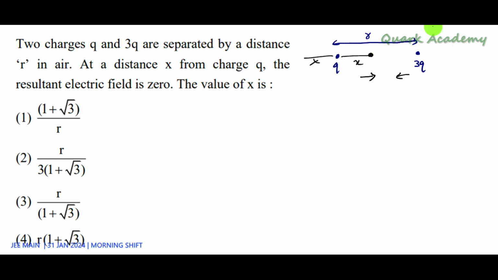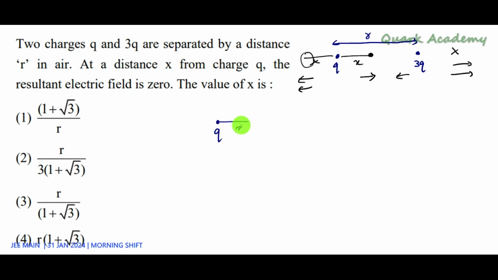In other regions, it's in the same direction, which means if you find the electric field here, both the electric field directions are towards right. Similarly, if you find the electric field in this region, both are towards left. So it cannot be 0. Only in between the charges, it will be 0. So that's why I have taken the right side of Q. So yeah, let me just redraw it.